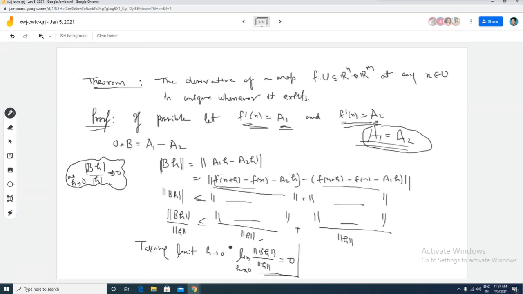ये चीज आपने प्रूव कर लिया कि दिस bh upon h limit h tending to 0 is equal to 0. Now how you show that this b is actually equal to 0? कोई बताए?